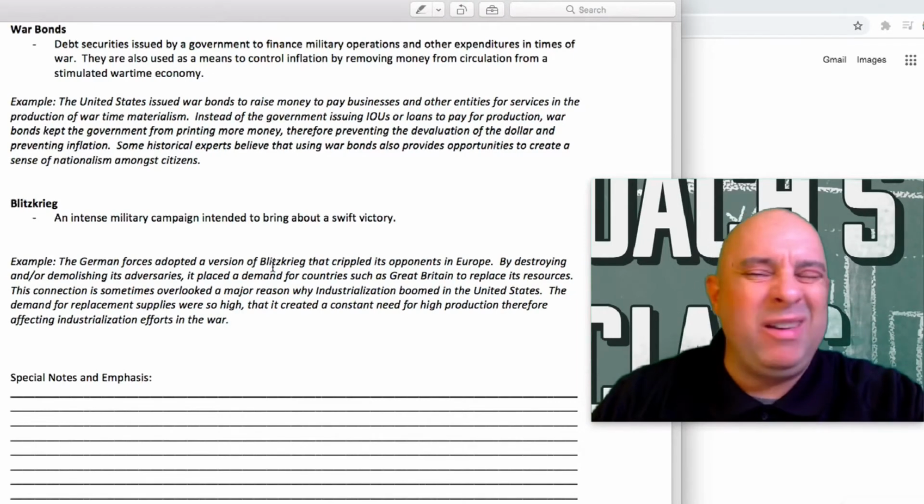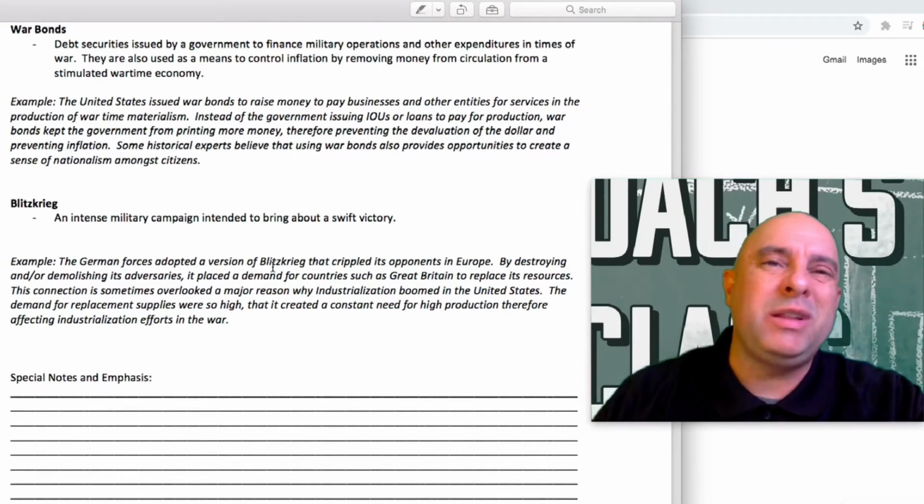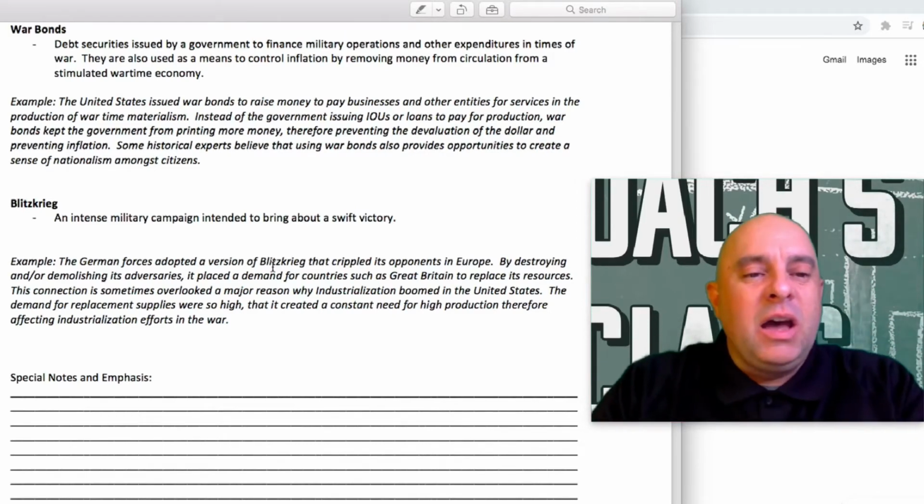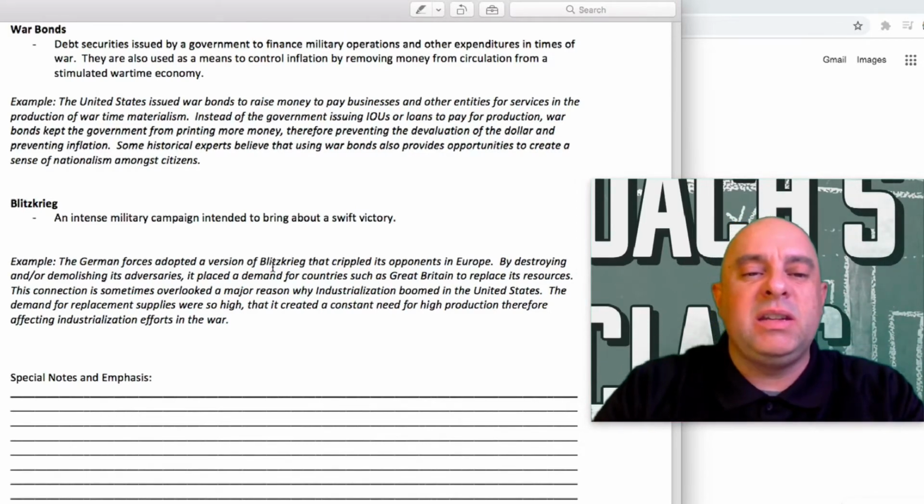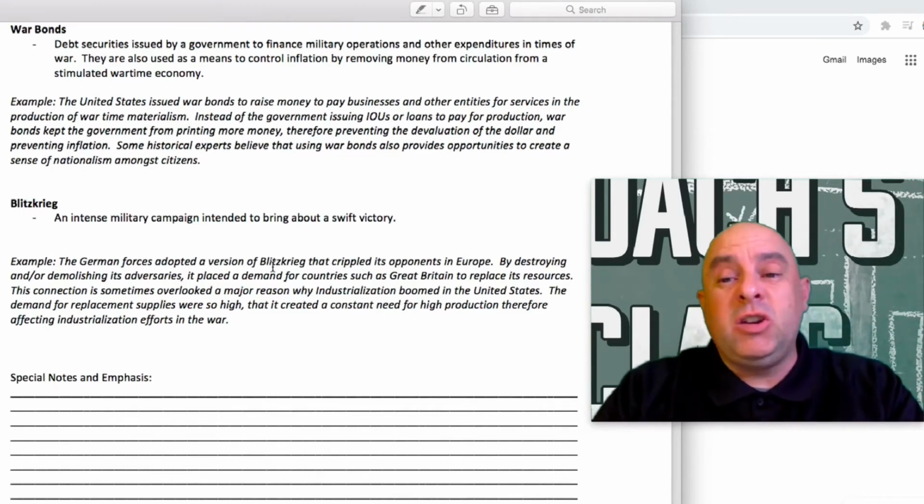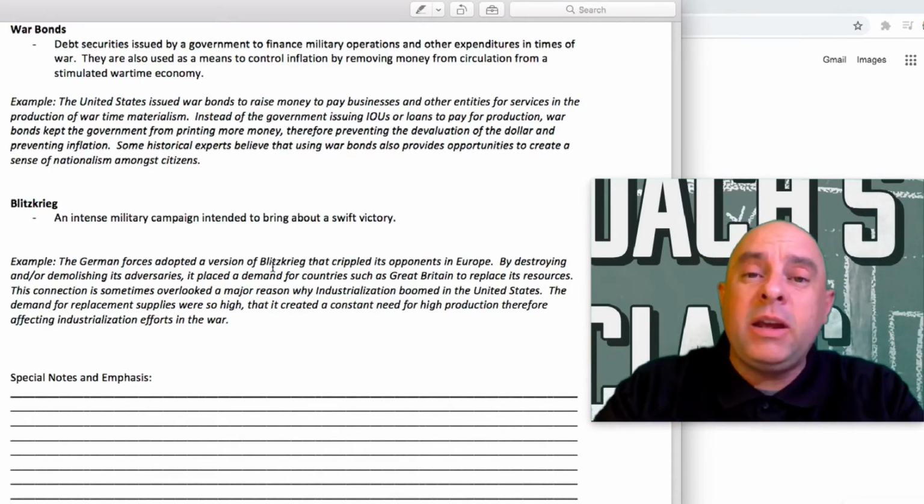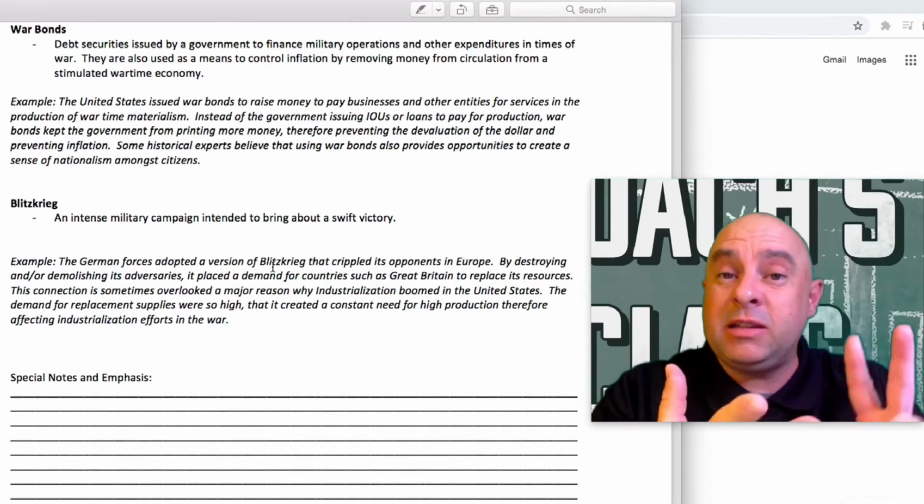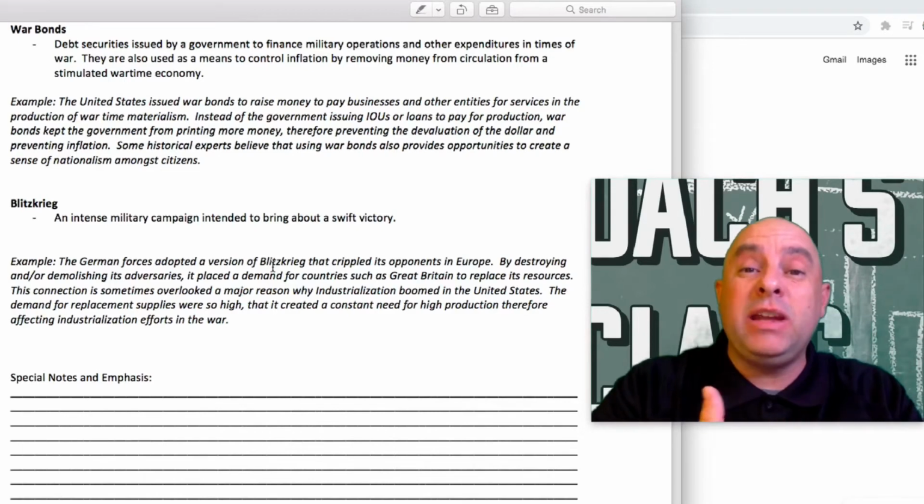I was like, what? We're talking about U.S. industrialization and Blitzkrieg? How does that even play? I left this one as kind of my wild card. It's an intense military campaign intended to bring out a swift victory. Look, because of Germany's Blitzkrieg, just going all out and hammering, especially in Europe, they were destroying a lot of things, destroying supplies and planes and boats and taking their neighbors by surprise.